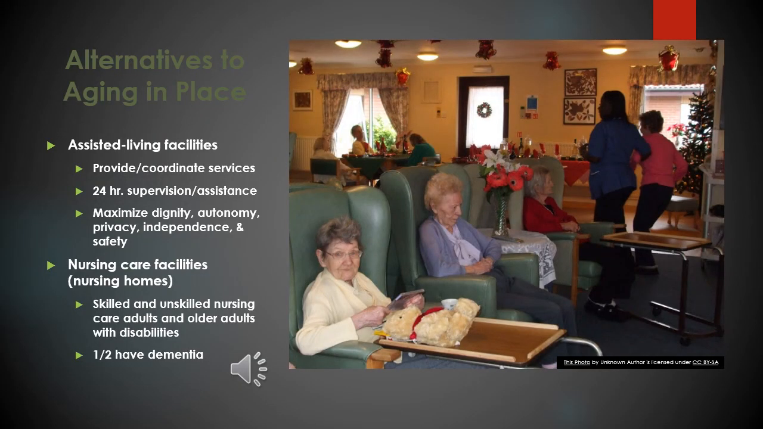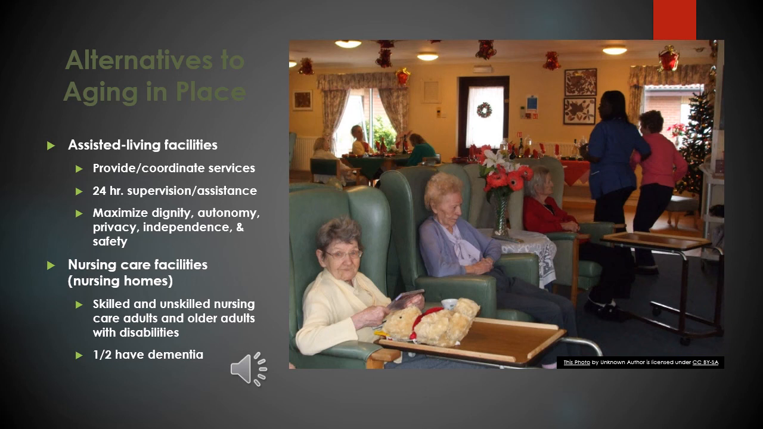We are now moving on to alternatives to aging in place. The first is assisted living. This is when they either have services provided or services coordinated for them. There is 24-hour supervision and assistance. The goal of assisted living is to maximize the dignity, autonomy, privacy, independence, and safety of the elderly person.